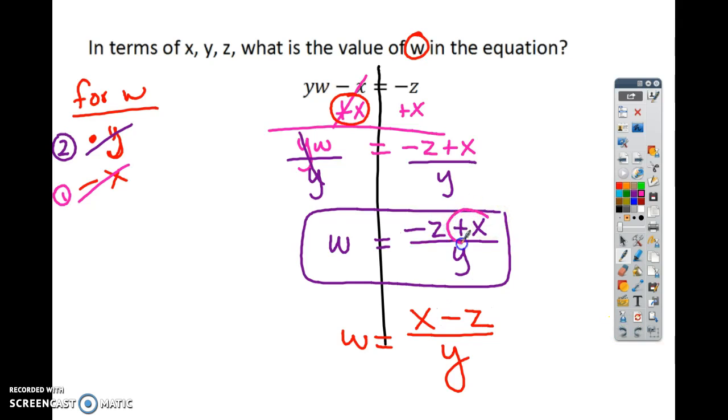What about the x? X is positive. What about the y? Y is at the bottom, positive. So would this be your answer?